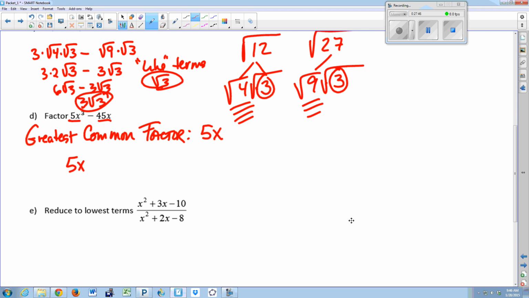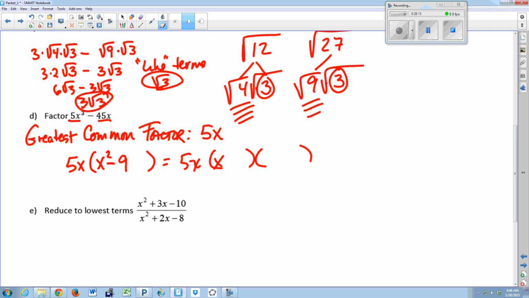So we put this on the outside, which means we're now going to eliminate 5x from here. We're going to divide it by 5x, and we're left with x squared. And if we divide this by 5x, we're left with a 9. And you'd say, hey, did I do enough? And the answer is not quite, because guess what? X squared minus 9 is the difference between two perfect squares, which has a factorization that looks like x and x, 3 and 3, and a plus and a minus.